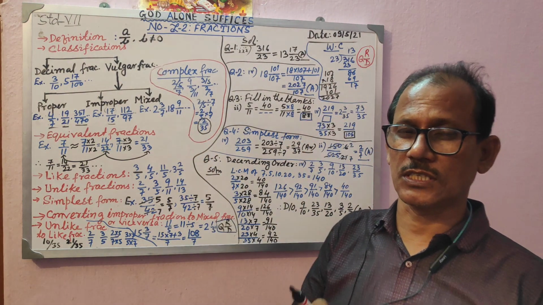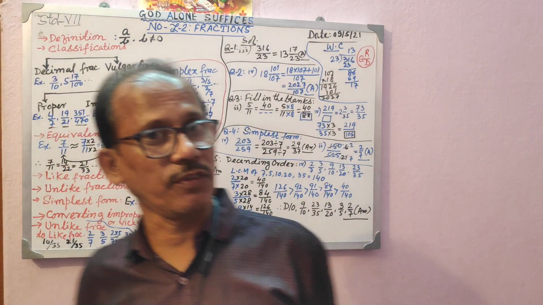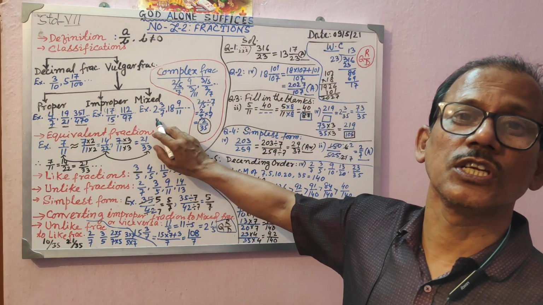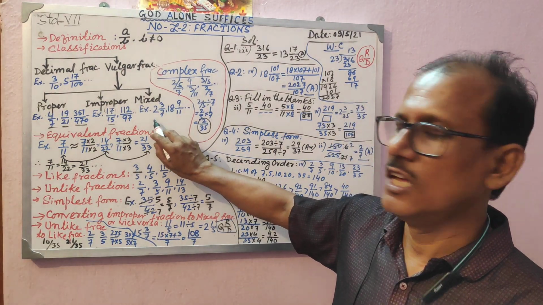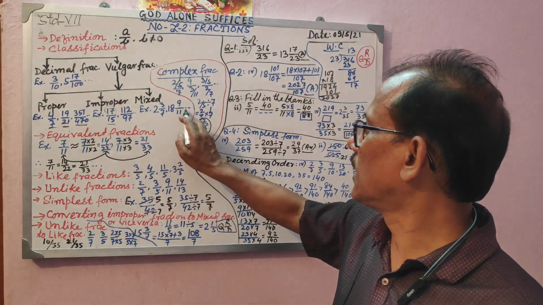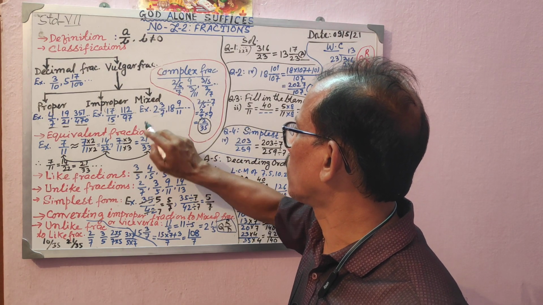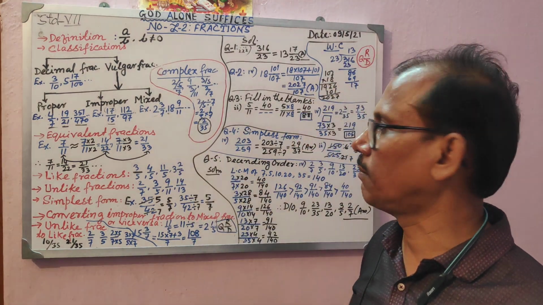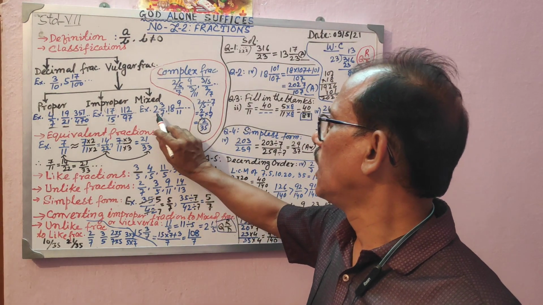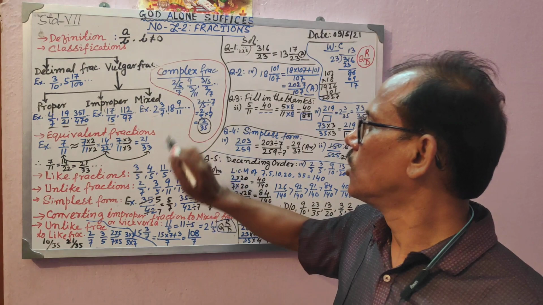A mixed number always has to be a combination of a whole number and a proper fraction, not an improper fraction. So 2 whole 3/7, 18 and 9/11. See, here is a proper fraction, here is also a proper fraction. This is the integral part of this mixed number, this is the integral part of this mixed number, and this is the fractional part, that is a proper fraction. So this is 2 plus 3/7, 18 plus 9/11. So this is a mixed number.